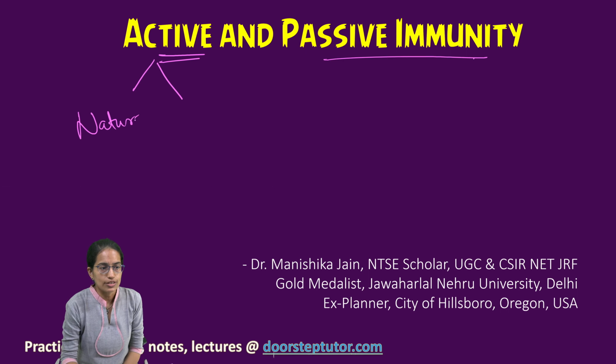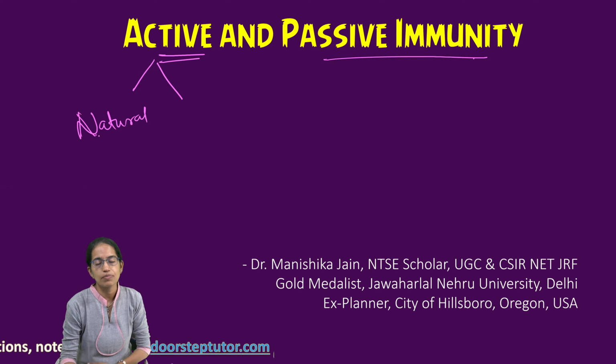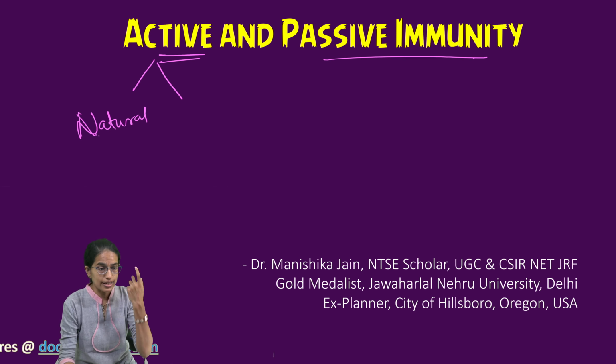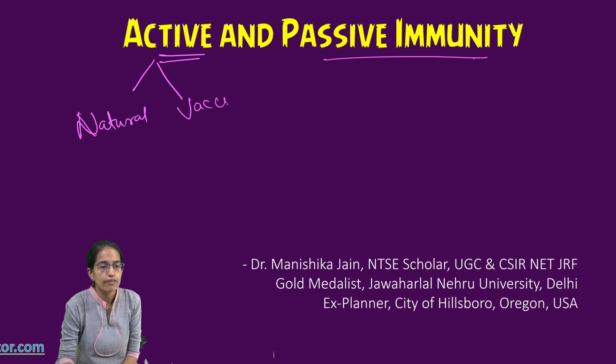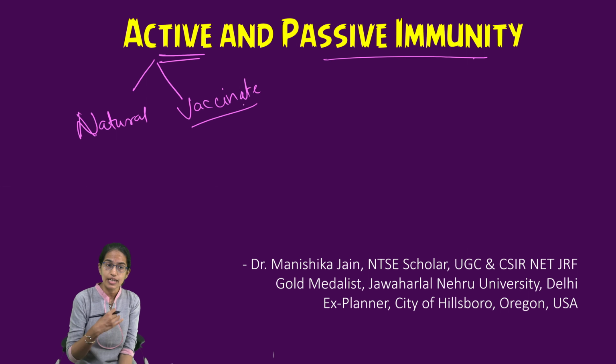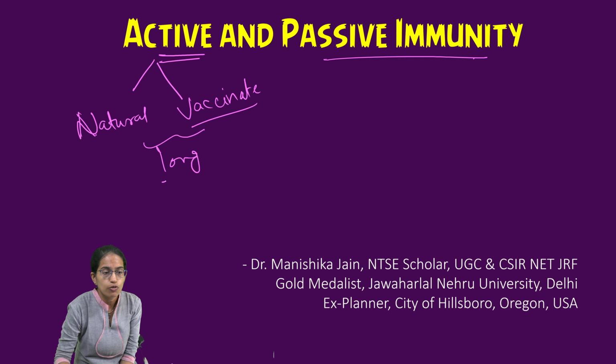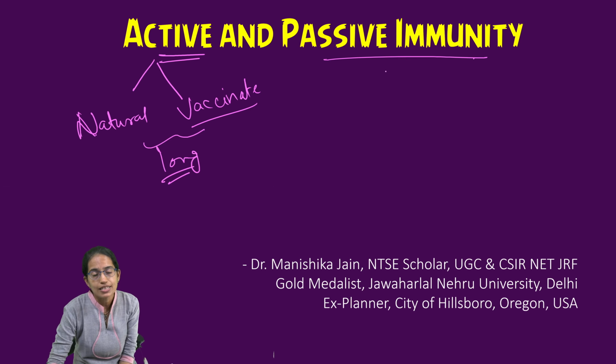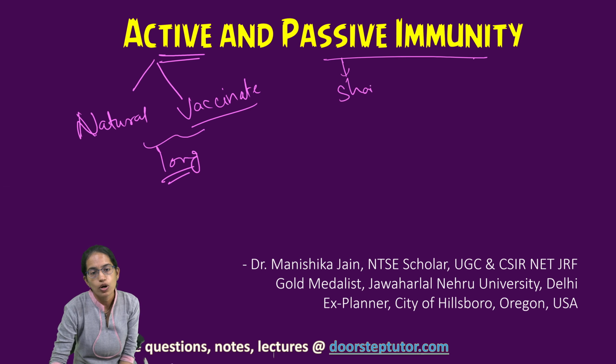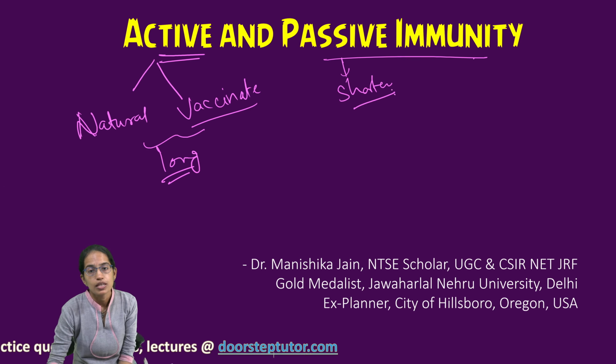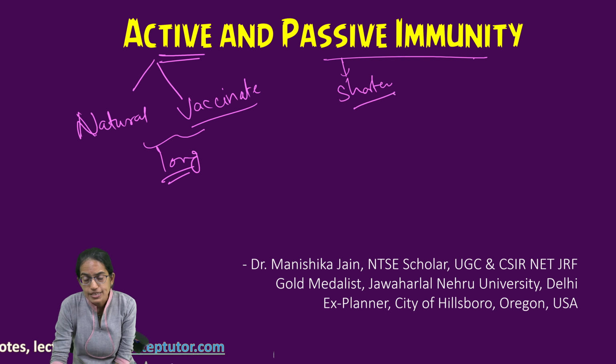Either through a natural infection, where I get infected by something and then I get the antibodies for it, or I get vaccinated and attain this active immunity. Active immunity is relatively long lasting, for a longer duration of time. Passive immunity is relatively for a shorter duration of time. Now, how does passive immunity move?